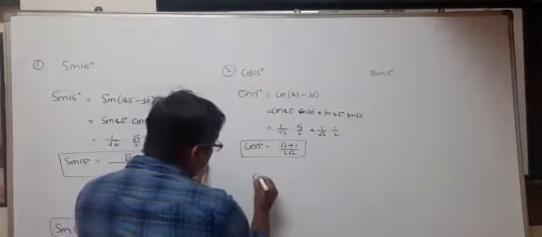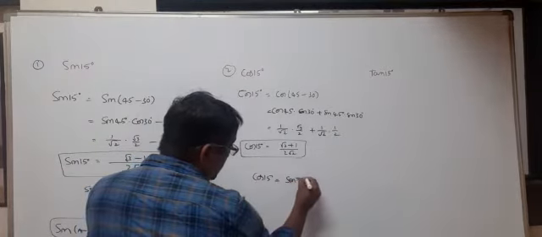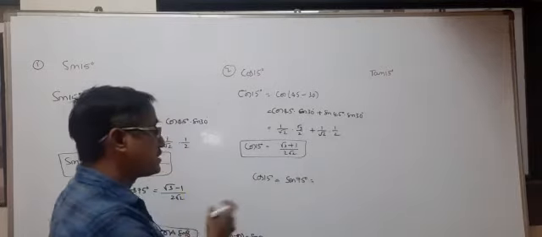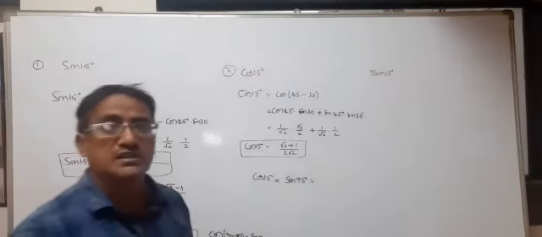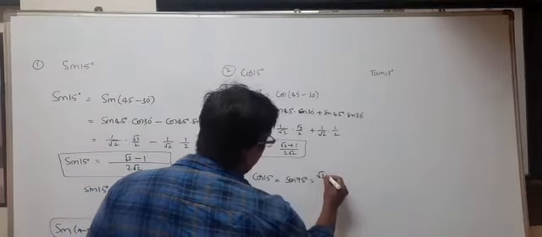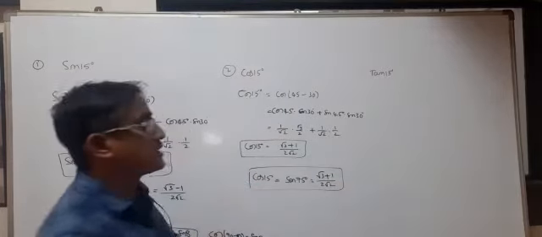Now cos 15 degrees can be written as sin 75 degrees. The sum of these two angles is 90, so cos changes to sin or sin changes to cos. So cos 15 or sin 75 is root 3 plus 1 by 2 root 2. That is the result.